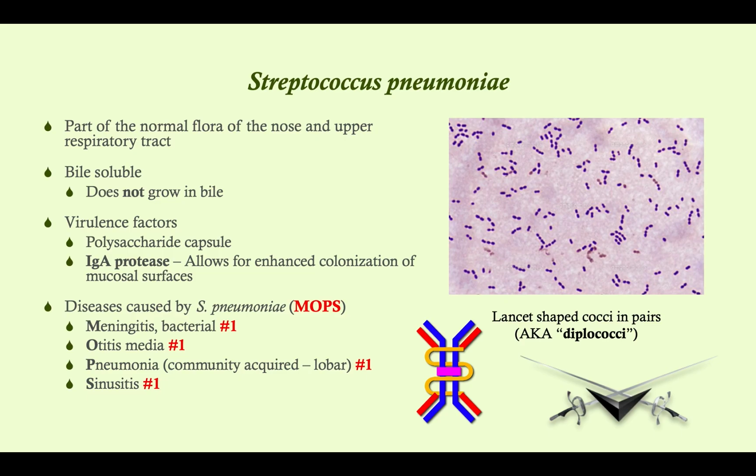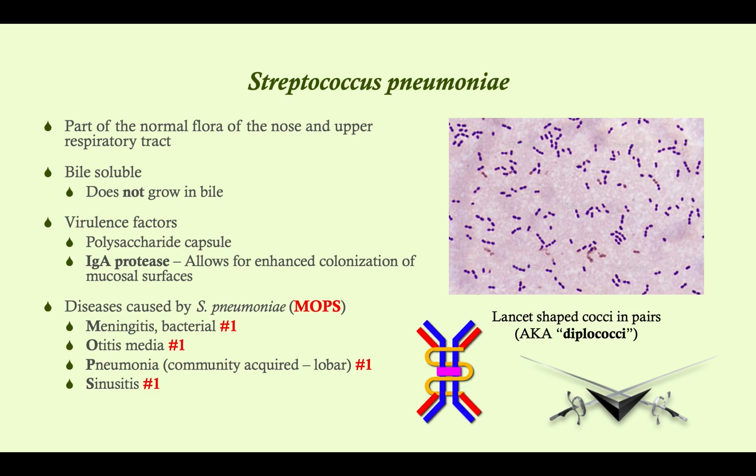Strep pneumo. So this is part of the normal flora of the nasopharynx and the upper respiratory tract. Unlike Viridans group strep, it is bile soluble, so it does not grow in bile. It gets broken down in the bile.